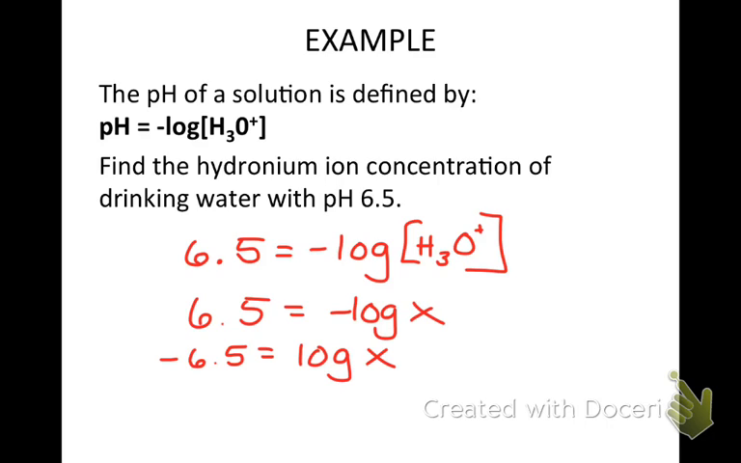So right now, we're in logarithmic form. What's the base of my log right now? 10. So now that's going to become the base of my exponent. So I'm going to have 10 to what power? Negative 6.5 is equal to what? X. Remember, X represents our H3O. Can I type that into my calculator? Sure. 10 to the negative 6.5 power. Let's put it in scientific notation. So how would I write that?